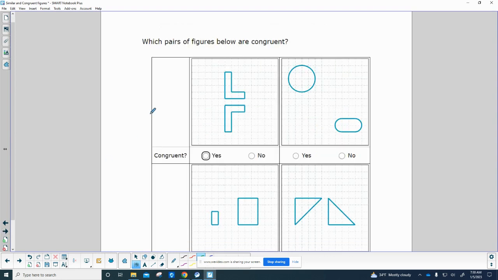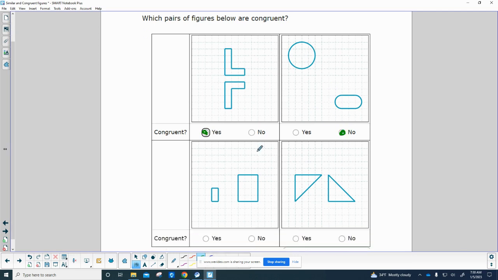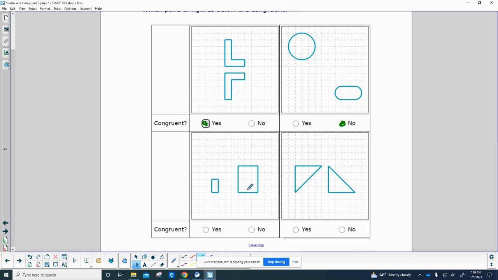Okay, so if we get into the ALEKS lesson, some of the questions they might ask are, which pairs of figures are congruent? Well, the first two have the same length, same width, and everything, so yes, they would be congruent. The next two, you have a circle and an oval, so those would not be congruent. These are both rectangles, but they're not the same size, so no.